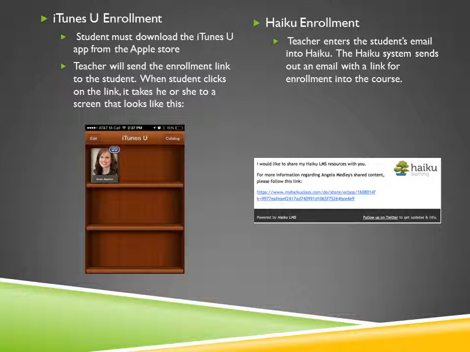The teacher sends the enrollment link to the student, and when the student clicks on that link, it loads the course into their iTunes U app, so you can see what it would look like there on the screen. In Haiku, the teacher enters the student's email into Haiku, and then it automatically sends out an email to the student with the enrollment link.